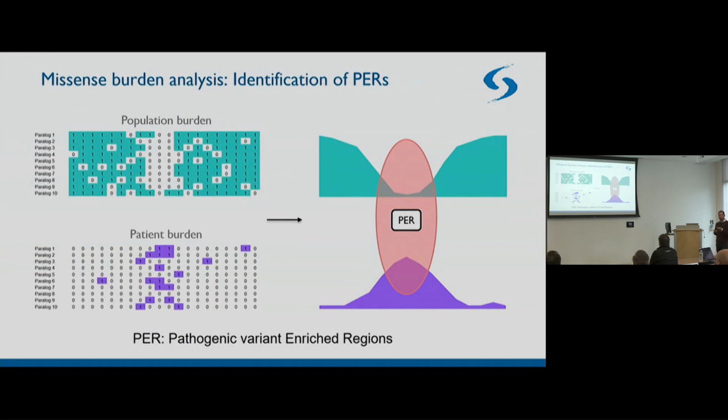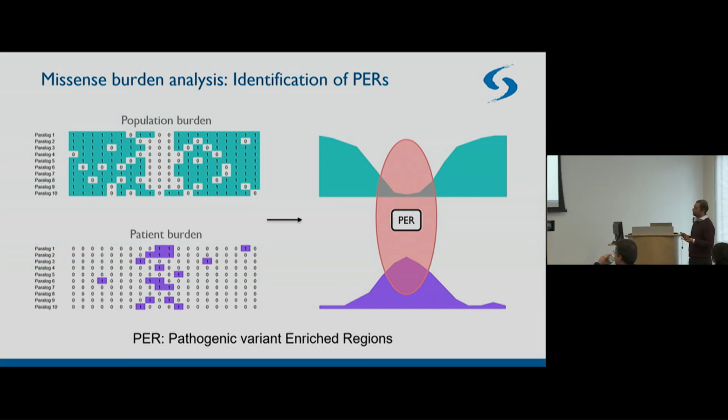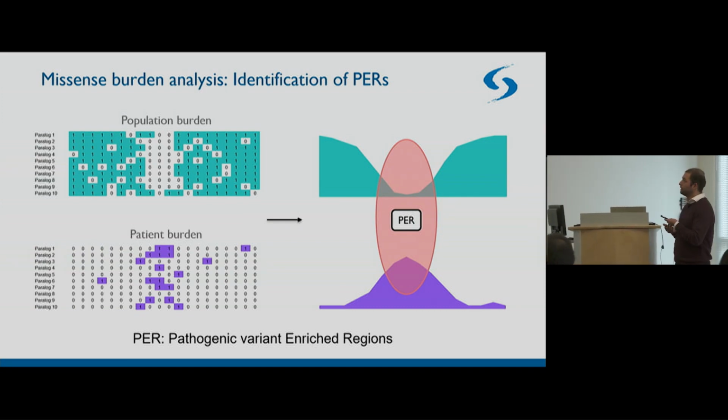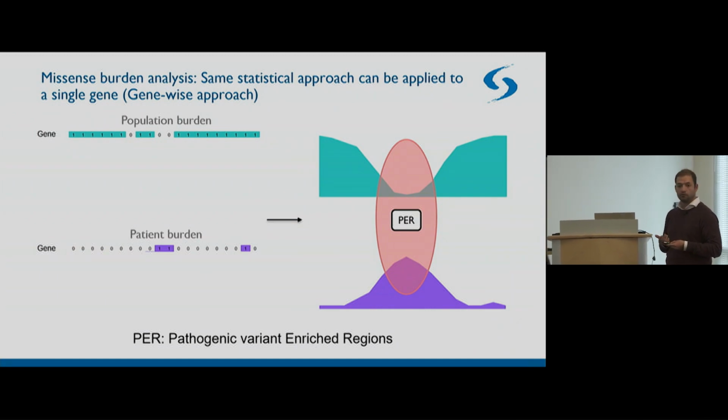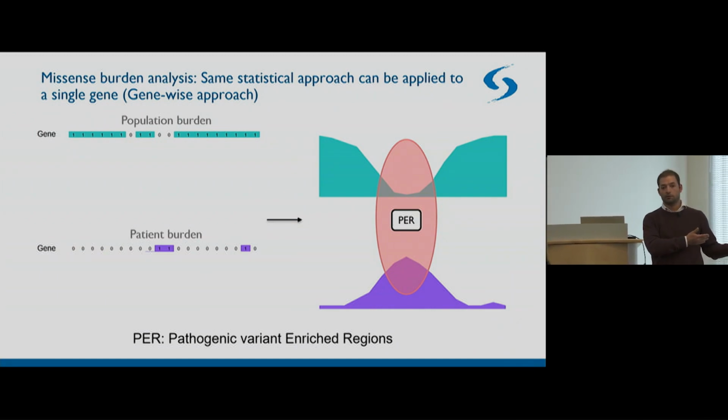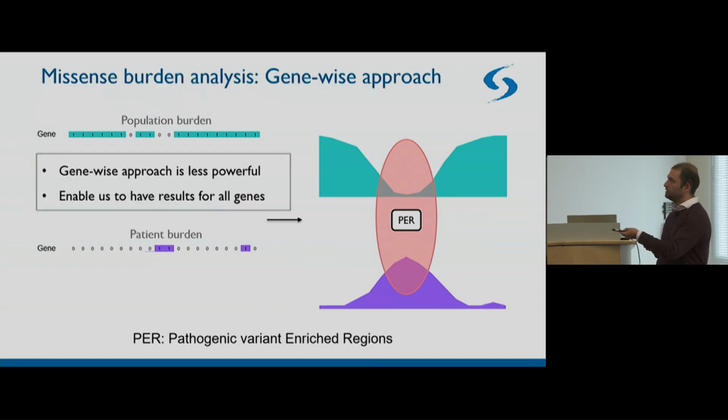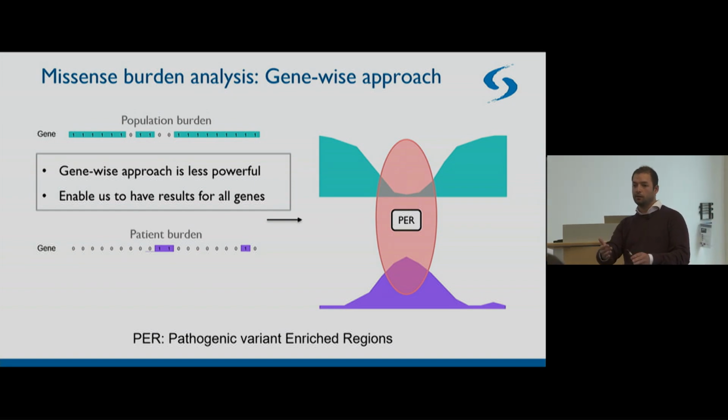Okay, so this is what I wanted to say. We have the gene family set of analysis, but during this process, we also realized that we could do the same for genes alone. So just compare the burden that you can see on one gene from gnomAD and the same information on the gene for patient variants, and we can do a gene-wise approach. This, of course, is less powerful, but also will enable us to evaluate all the genes in the genome with this approach, and not restrict the results to only genes that belong to a family.